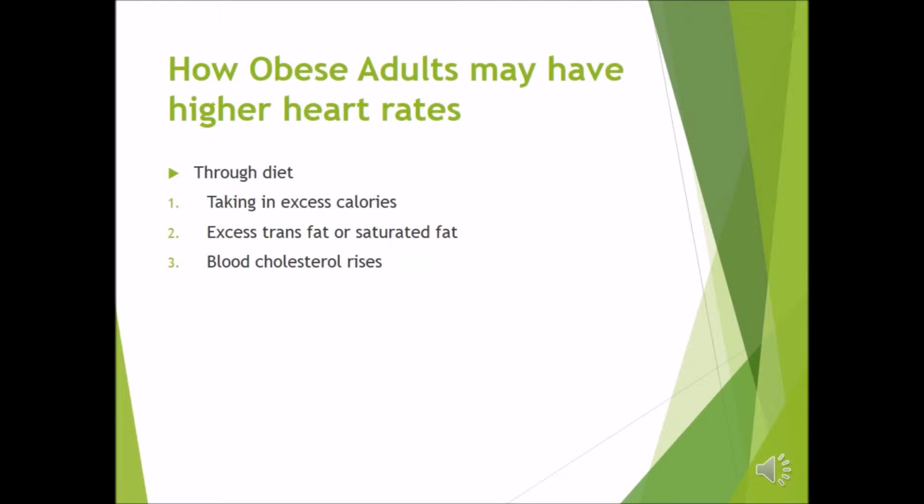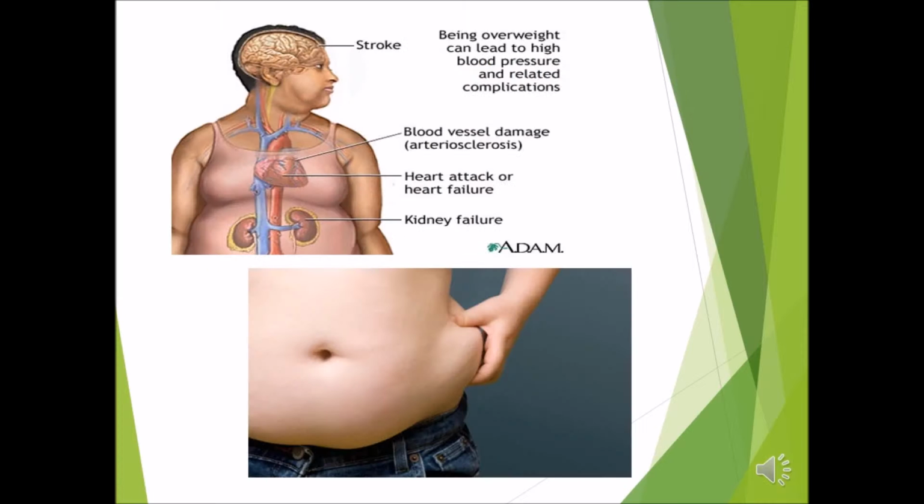Why and how may obese adults have higher heart rates? In their diet, if they are taking in excess calories, excess trans fat or saturated fat, it causes the blood cholesterol to rise. From this picture, you can see that being overweight can lead to high blood pressure and other related complications. Being overweight can cause the blood vessels to be damaged. So we conclude that this may cause the heart rate of overweight adults to be higher than underweight adults.